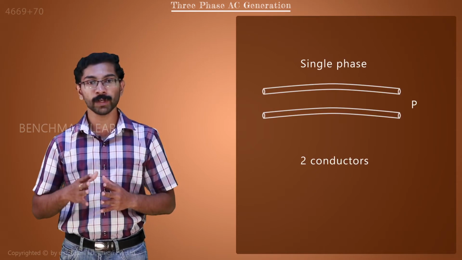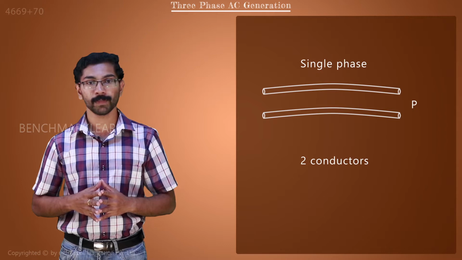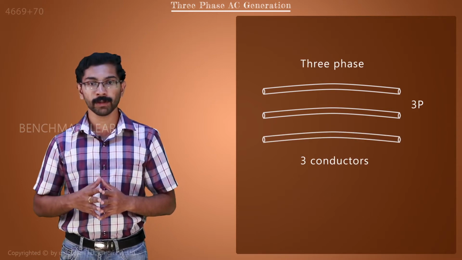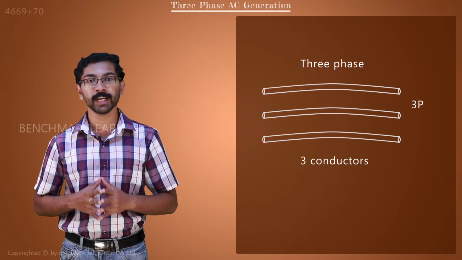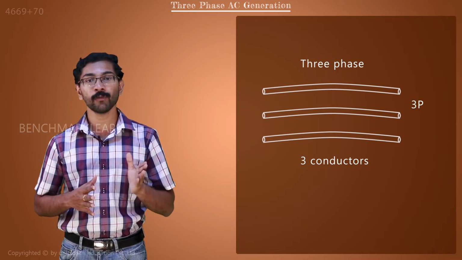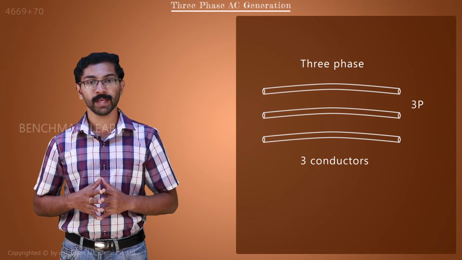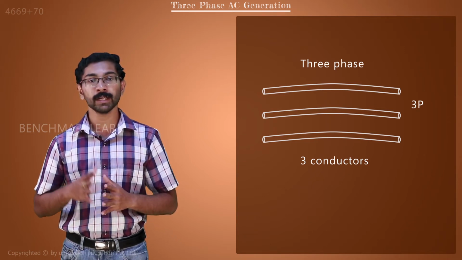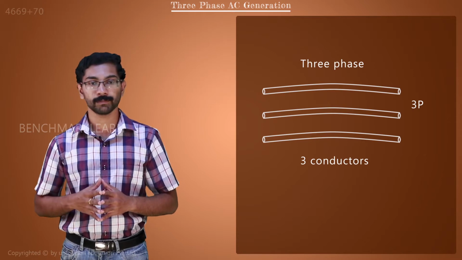Three-phase AC offers a solution to this problem. With three-phase power, we can transmit 3 times the power with just 1.5 times the conductor that is required for a single-phase AC. A three-phase system consists of 3 conductors to transmit 3 times the power.